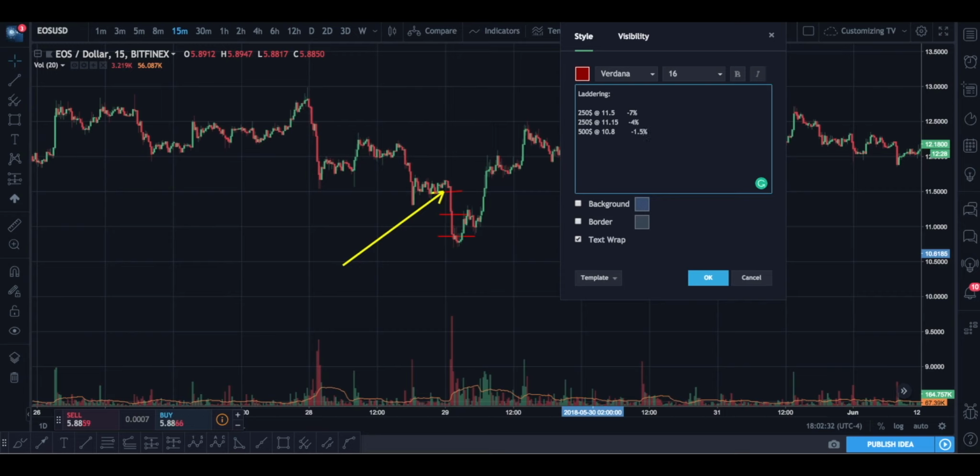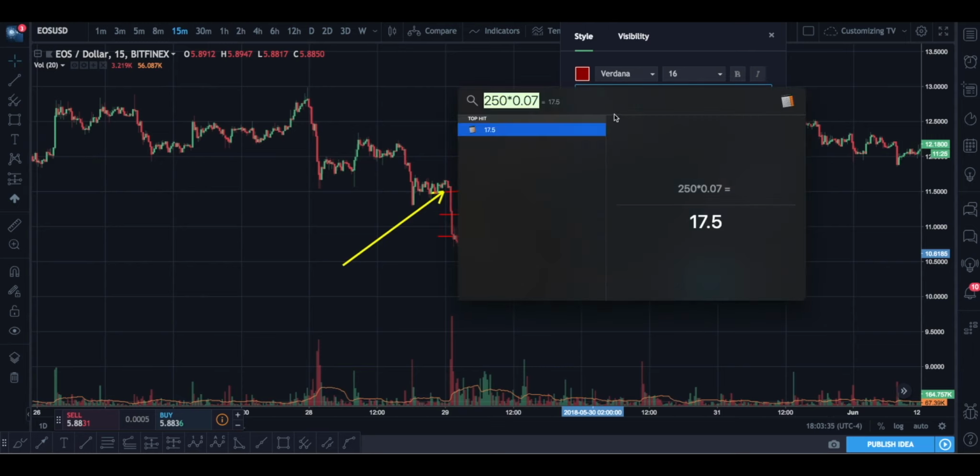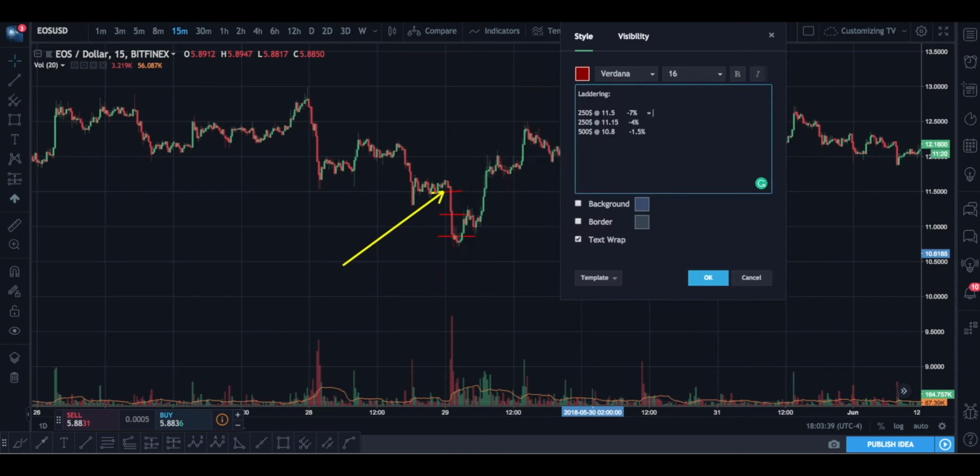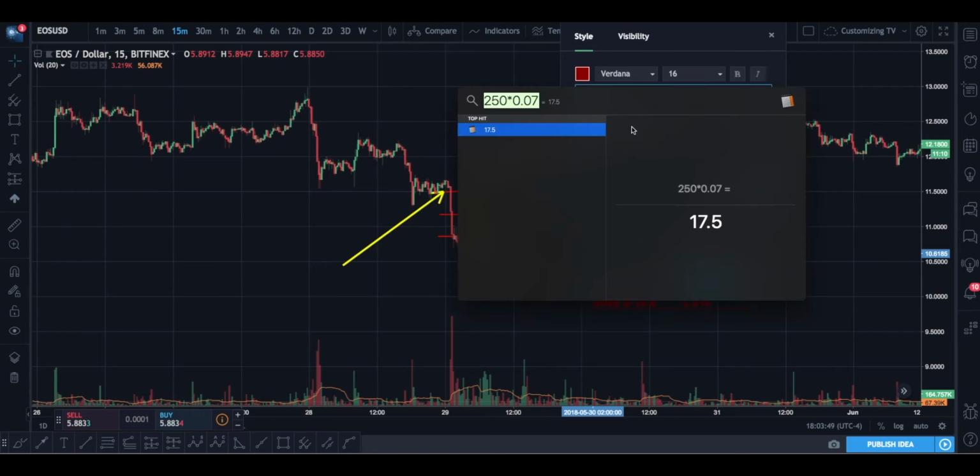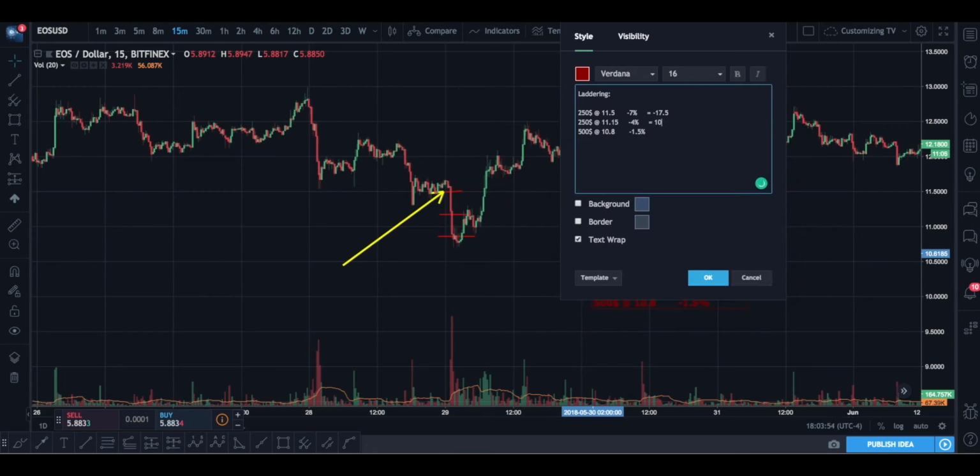So now let's do the math on this. On your 7% loss, it was at a $250 position, right? So from here, you are actually down 17.5, because it's $250 that you bought at 11.5 on a 7% drop. You do this by taking 250 times 0.07. So here, you are down 17.5. And in here, it's 250 again, but it's 4%. So times 0.04, $10. So you're down $10 on this position.